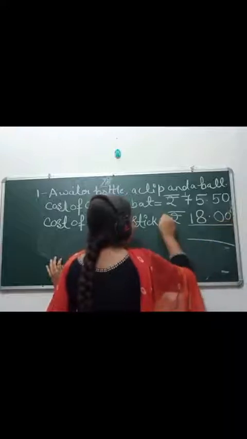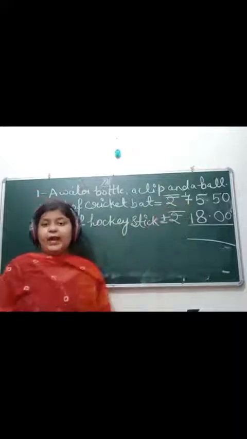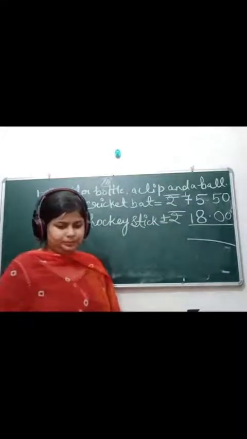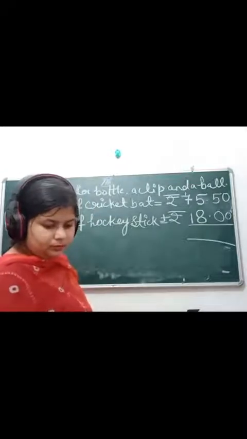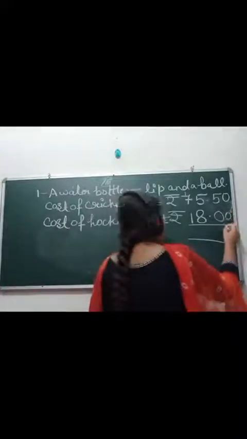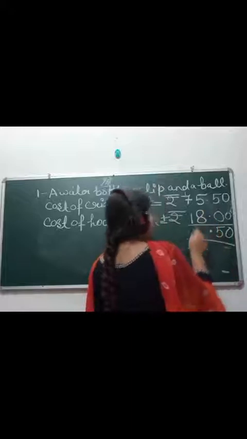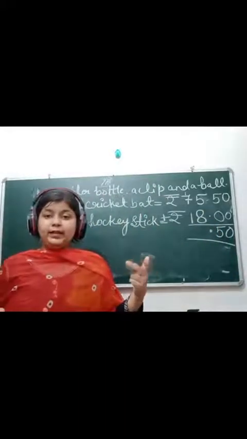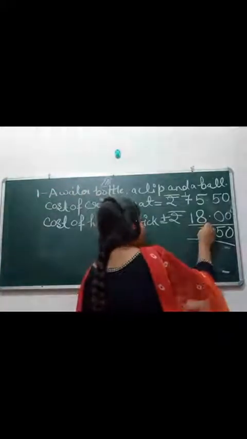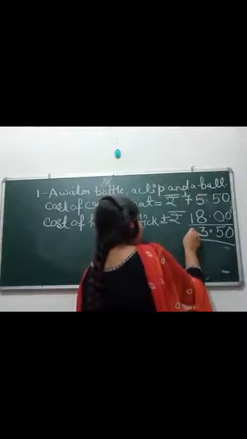Come on, add them together. Start from that side, add them together and tell me the answer. So we will start from here. 0 plus 0, 0. 5 plus 0, 5. Point. 8 plus 5: 9, 10, 11, 12, 13. 8 plus 5 is 13, so we will write 3 and carry 1. 7, 1, 8, 1, 9.